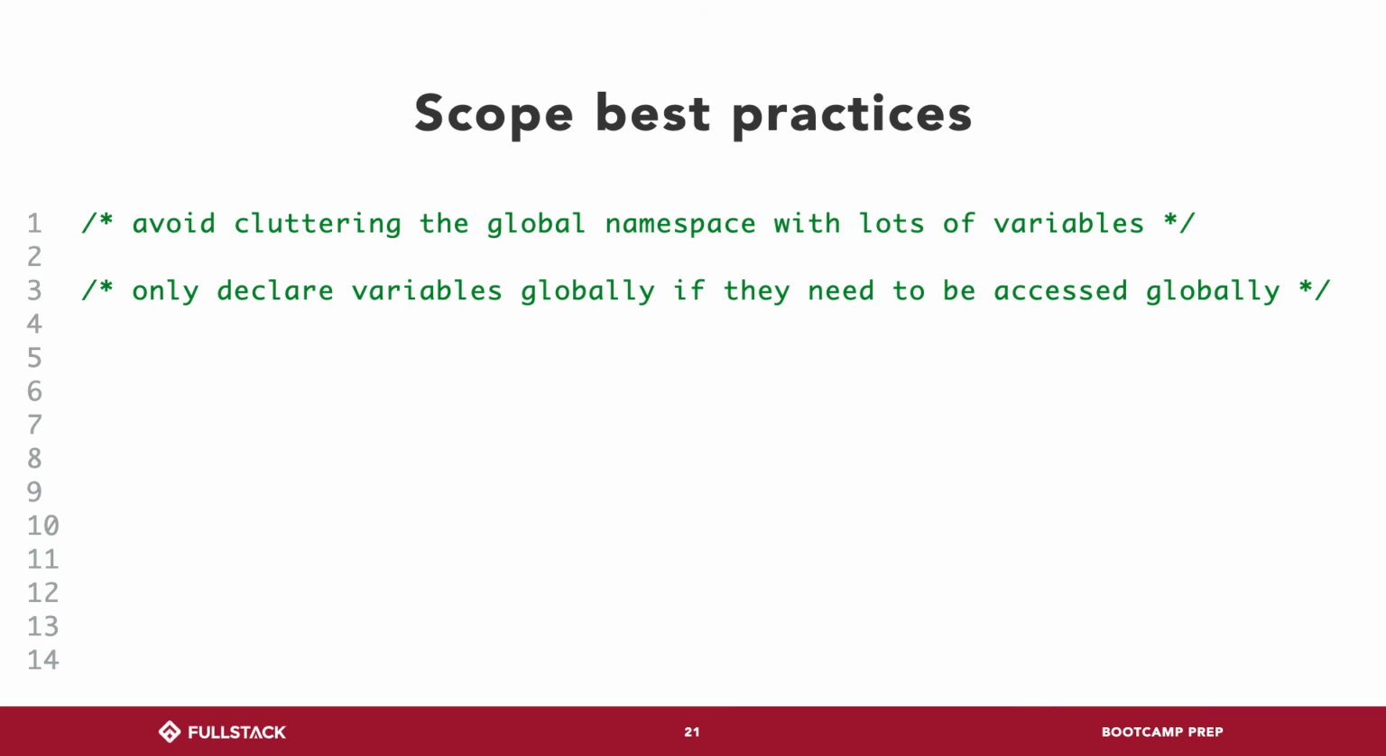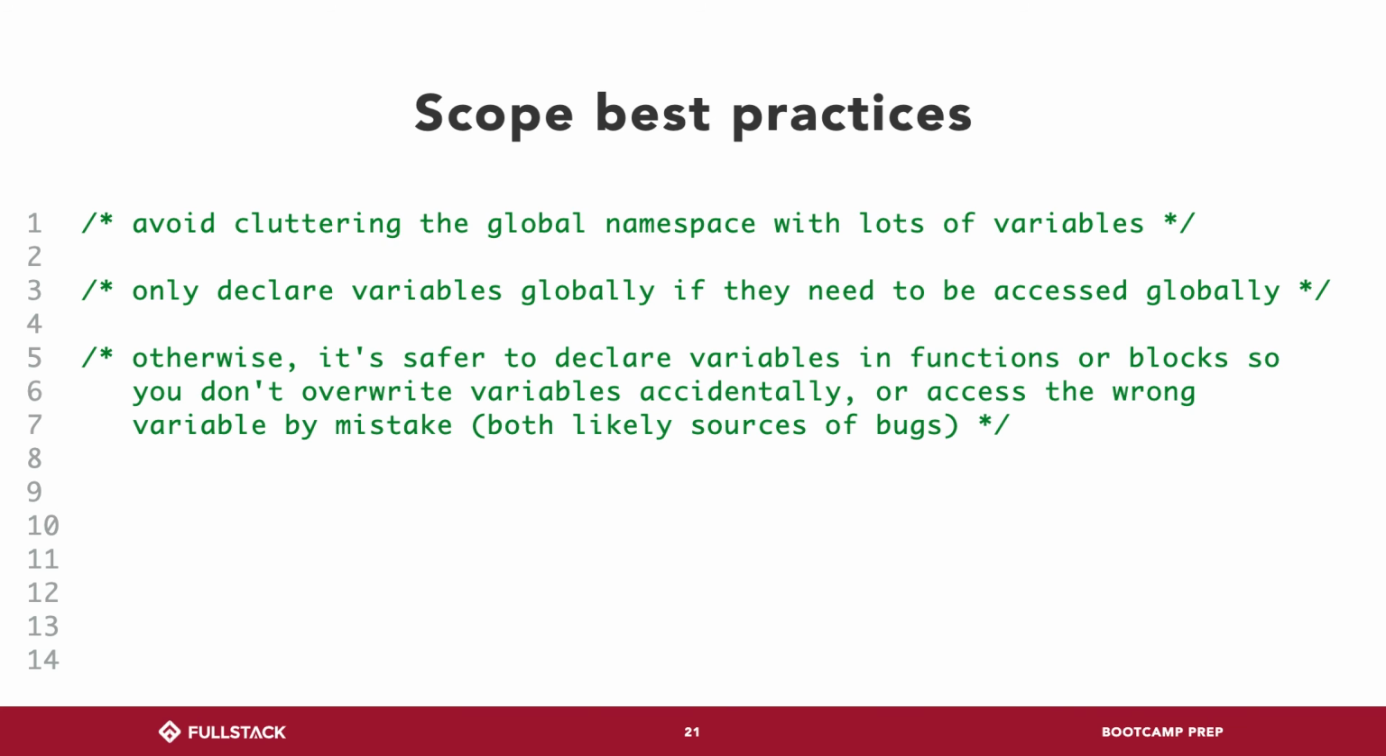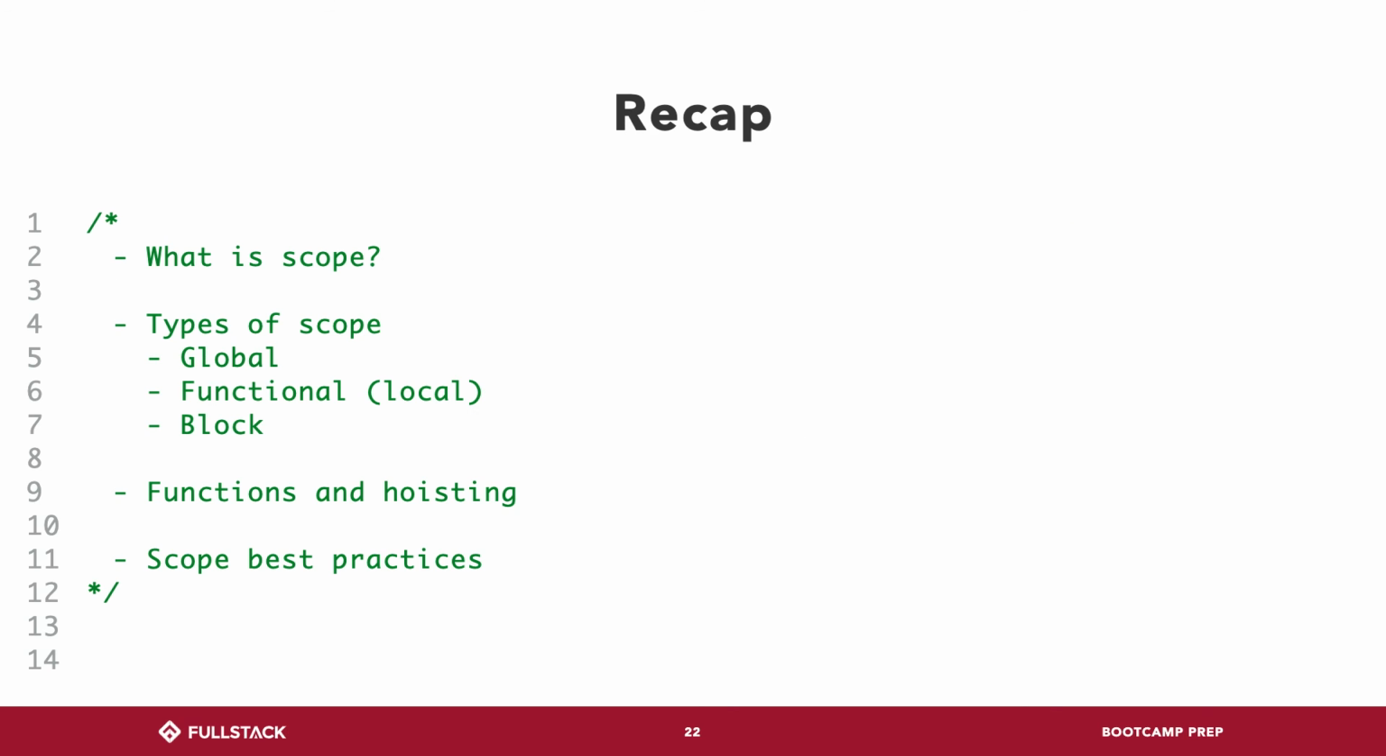Because it is up to you how you manage your page, how you manage your applications, okay? It is up to you. You have the freedom, okay? I'm just giving you common best practices that will probably save you a headache, all right? Things can get messy super fast. Otherwise, it's safer to declare variables and functions in blocks so you don't overwrite variables accidentally or access the wrong variables by mistake. Both are likely sources of bugs.